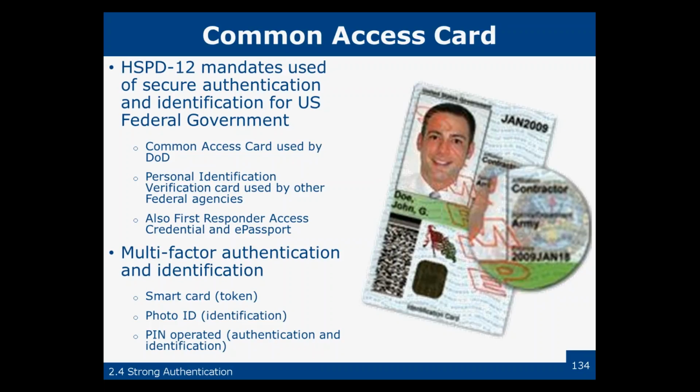Are these the ones that have some of your medical history on it too? Yes, a lot of it will actually have your medical history, transfer information, stuff like that. Your blood type, certain factors about you. So these things, if you can compromise them, you can get a lot of information off of them. Common Access Cards are used by DoD, and the Personal Identity Verification card is used by other federal agencies. That's a mouthful. There are also the First Responder Access Credential and the e-passport.